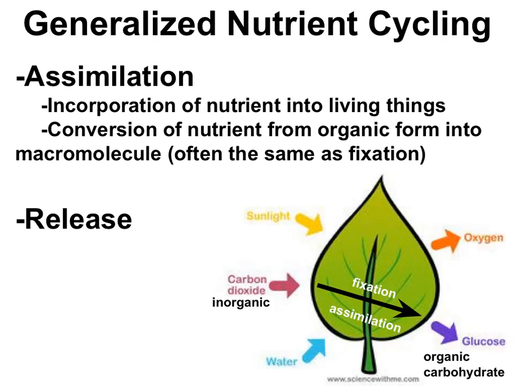For example, plants fix and assimilate carbon through photosynthesis. Carbon dioxide is the inorganic form of carbon. Photosynthesis fixes carbon into the organic form of glucose, which is also considered assimilation because glucose is a carbohydrate macromolecule.